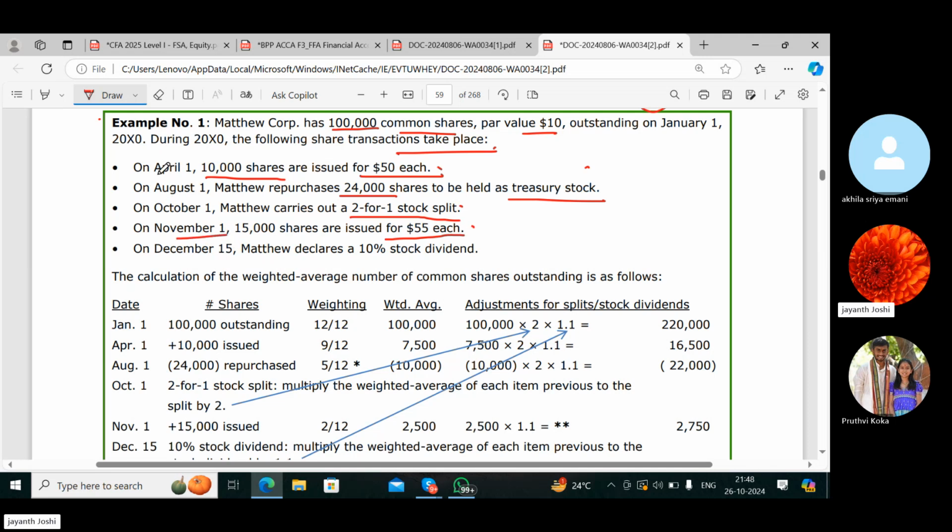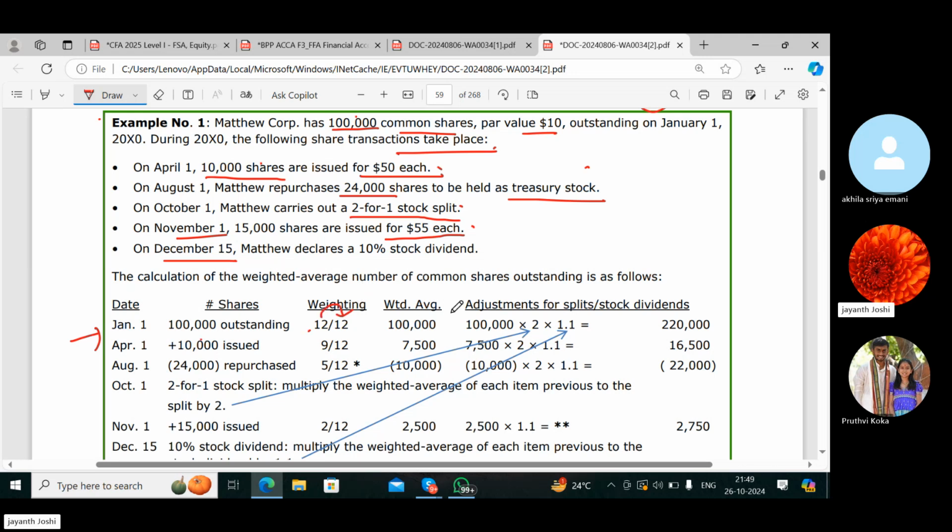So these are the times. On April 1st, 10,000 shares were issued. August 1, 24,000 shares were repurchased. October 1, 2-for-1 stock split has happened. November 1, 15,000 shares were issued. December 15, Matthew declares a 10% stock dividend. Okay, so now first we will start from here. Jan 1st, 100,000 shares are outstanding and they are outstanding 12 months out of 12 months.